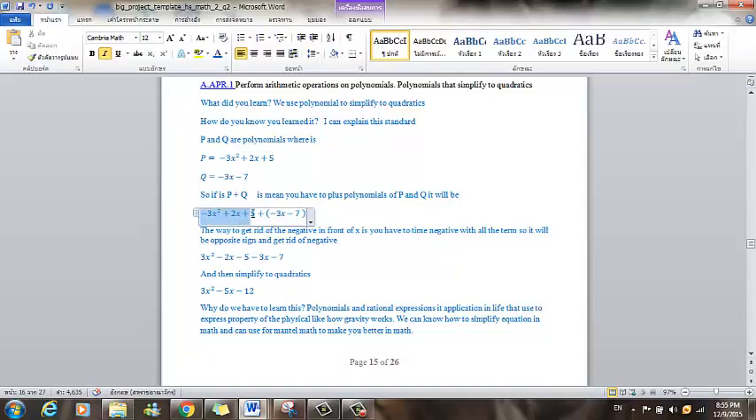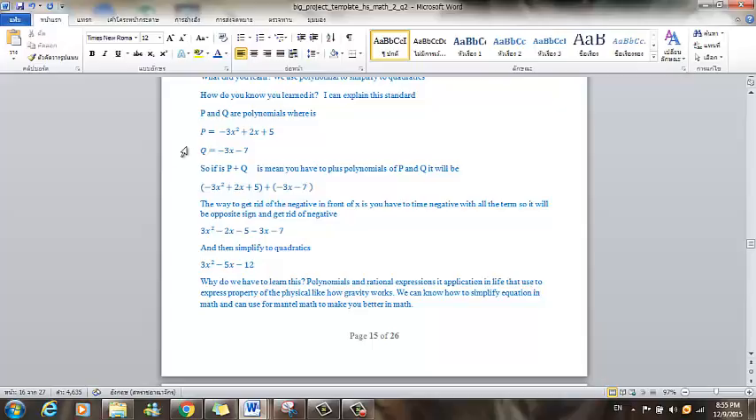Polynomial of P plus 2 polynomial of Q. I'm going to put this to make it easier to understand, so it's going to be 2 and plus. The way to get rid of the negative in front of x is we have to multiply the negative with all the terms that you get, so it's going to be the opposite sign and you get rid of the negative.